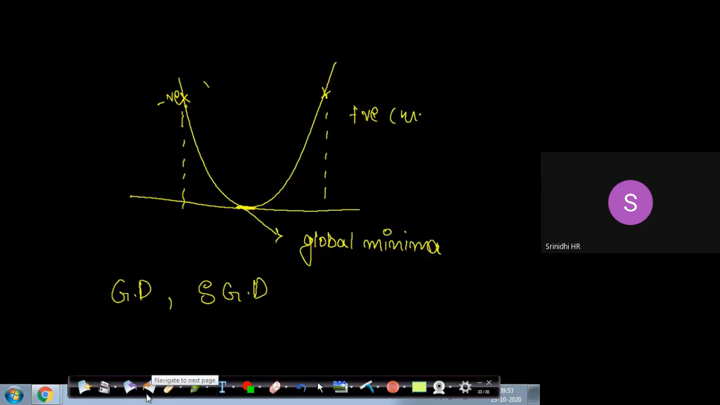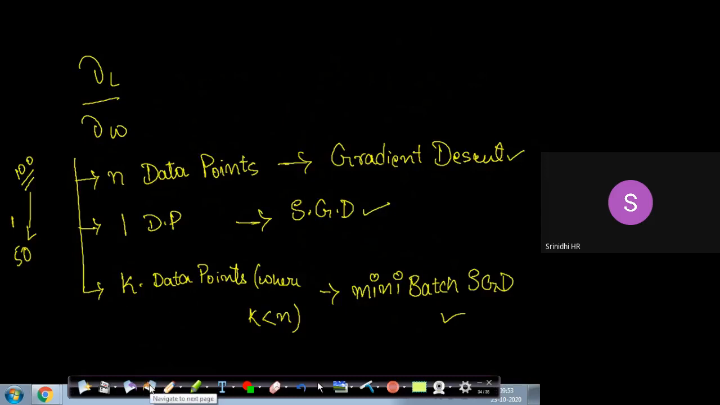What is the difference between gradient descent, stochastic gradient descent, and mini batch stochastic gradient descent? If I consider the derivative of this particular loss with respect to W, and I'm finding the derivative over all the data points, it is gradient descent. It means we are finding the slope for all the data points. If I am finding the slope only for one single data point, it is called stochastic gradient descent. If I am finding the derivative for only k points, where k is less than n, I'll call it mini batch stochastic gradient descent.